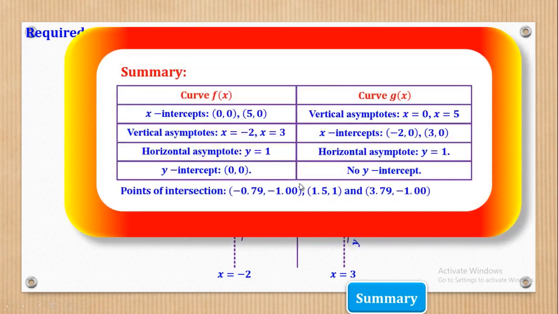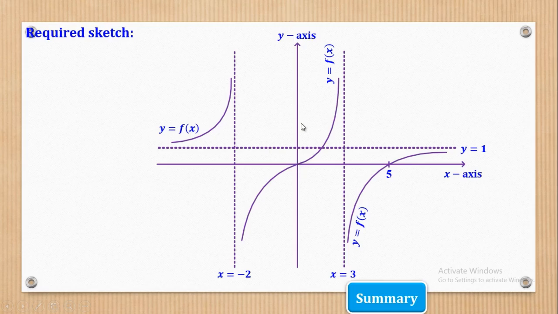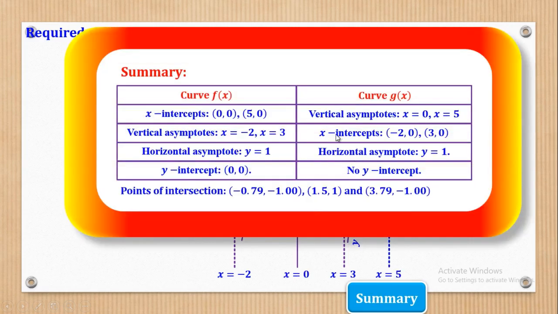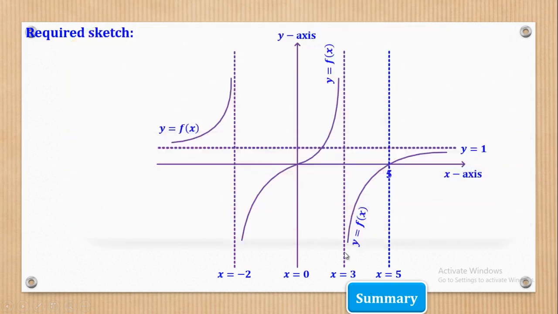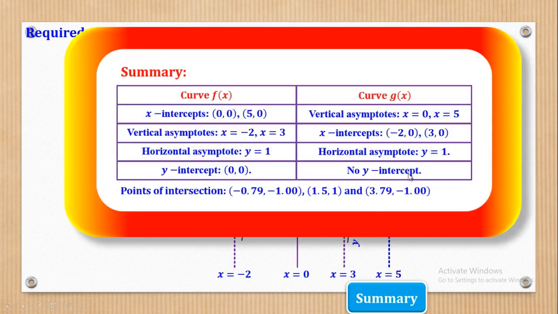Then now we shall go to g(x). The vertical asymptotes of g(x) are x equal to 0 and x equal to 5. So x equal to 0, which is this y-axis, and x equal to 5, which is there. Then the x-intercepts are these ones, negative 2, 0, and 3, 0. So this is (negative 2, 0), and this is (3, 0). The horizontal asymptote is y equal to 1, which we have already got. Then there's no y-intercept, and these are the intersections.